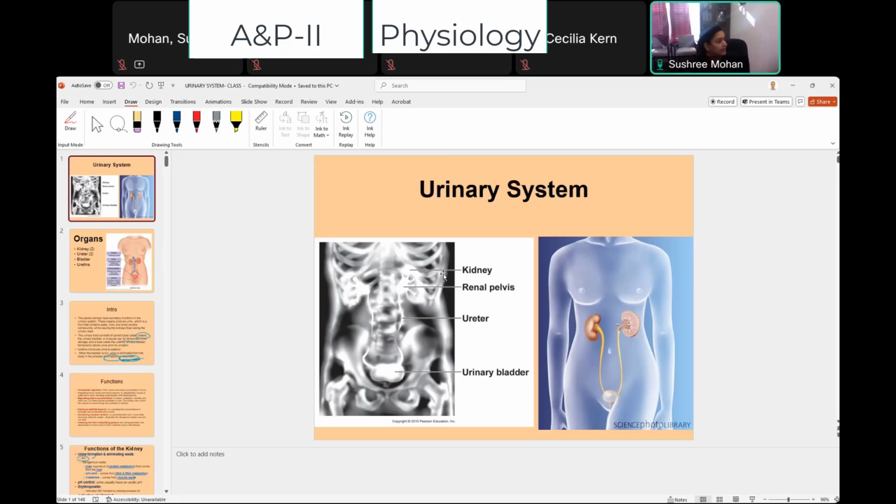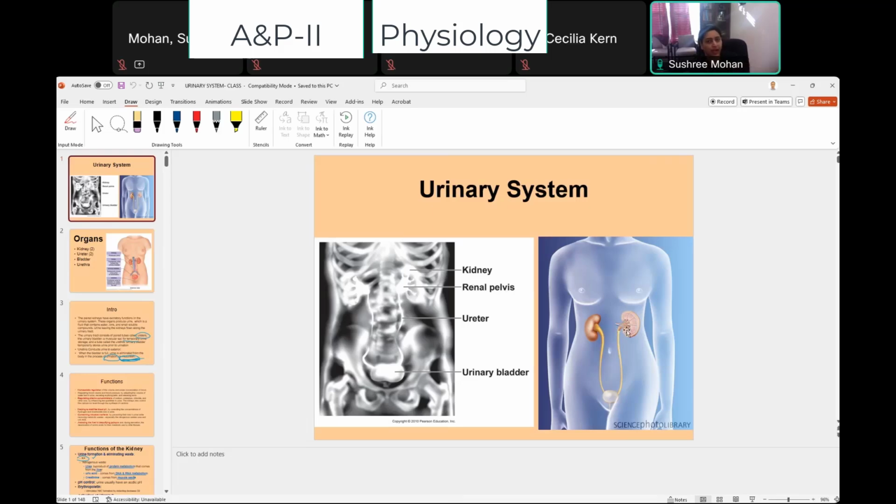The urinary system comprises the kidneys. You can see the location of the kidneys, especially, right below the ribs. When people have kidney stones or kidney infections, if the infection reaches up to the kidneys, they complain about pain around this region, the flank region of the backside.